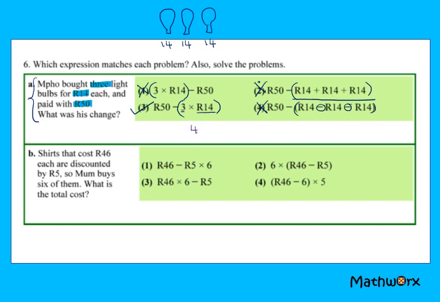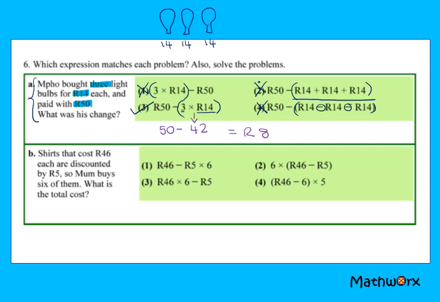So I'm going to write the 42 there because that's the value of our brackets. And then we had 50 minus the 42, which gives me how much? 8. So we had 8 Rand change. Okay, let's look at B quickly.